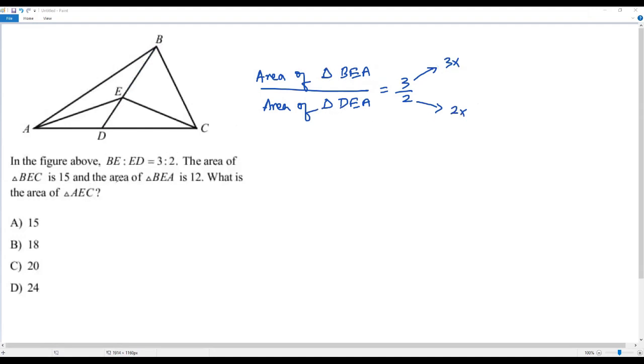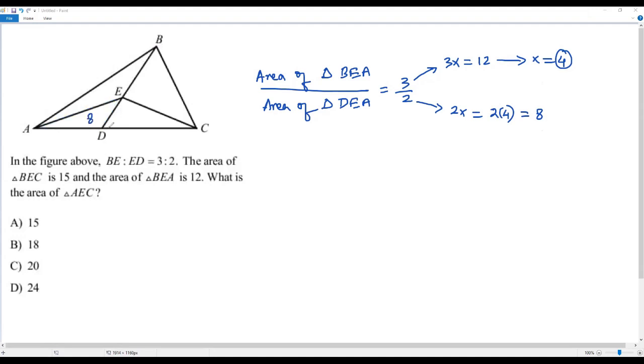Here in the given information, we have the area of triangle BEA, that is 12. So 3x must be equal to 12. When I divide both sides of this equation by 3, I am getting x equals 4. Now we can plug in this 4 for x over here. Then I'm getting 2 times 4, which is 8. So the area of triangle DEA is 8 square units.